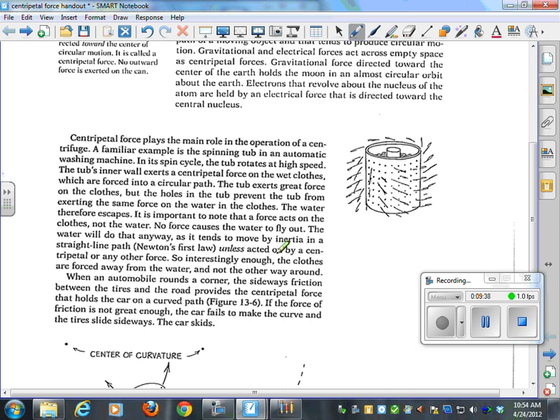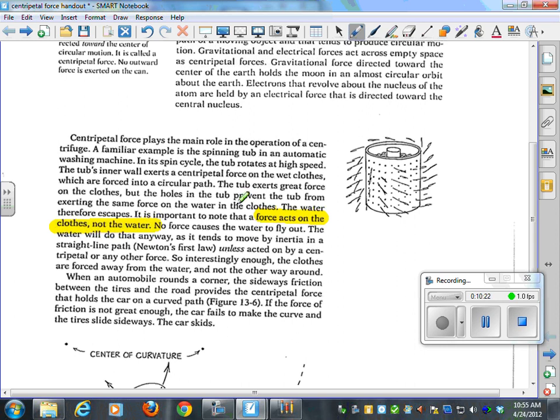If there weren't holes there, what would happen? The water would just stay in there, right? Exactly. The water therefore escapes. It's important to note that a force acts on the clothes, not the water. No force causes the water to fly out. The water will do that anyway, as it tends to move by inertia in a straight line path, which is Newton's first law, unless acted on by a force. So interestingly enough, the clothes are forced away from the water, not the other way around. So it's the absence of a force that allows the water to move away from the clothes. Because you can't hold the water in there because of the holes. That's the way it's set up, right?